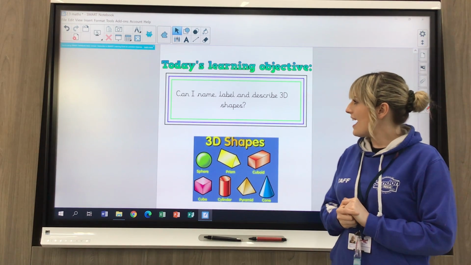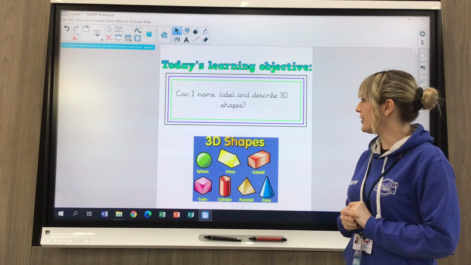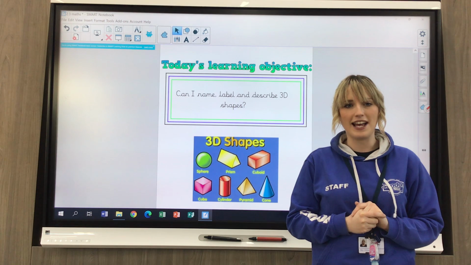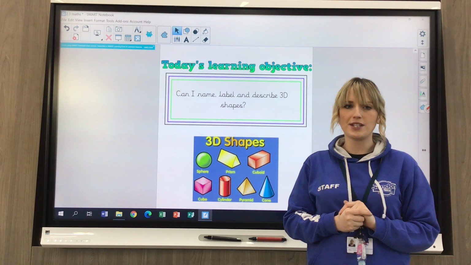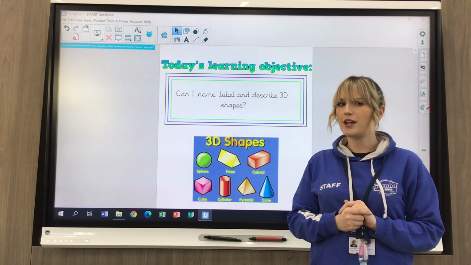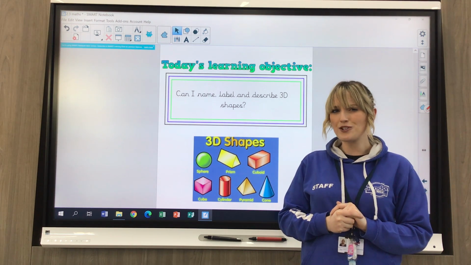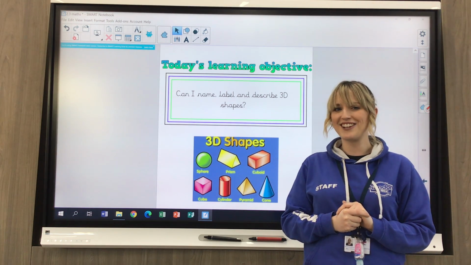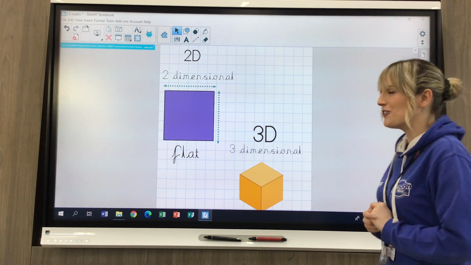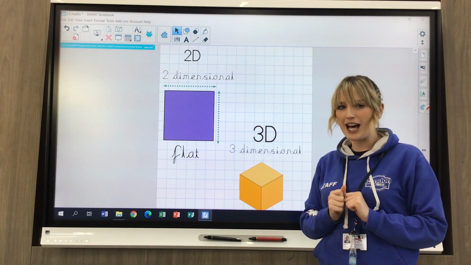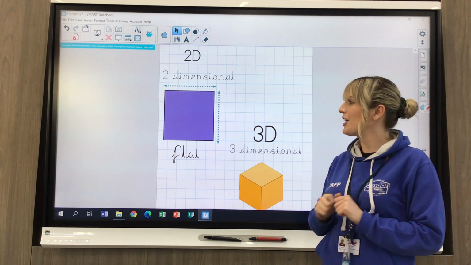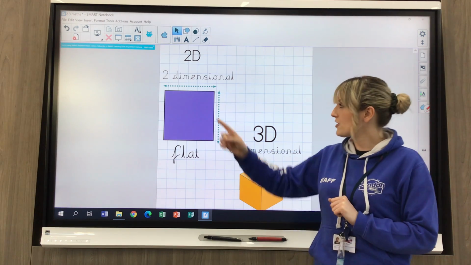Okay, today then it says, can I name, label and describe 3D shapes? Now yesterday we learnt all about 2D shapes and we know 2D stands for two-dimensional. I wonder what 3D stands for then. I bet you figured it out. Of course, if 2D is two-dimensional, 3D then is three-dimensional.